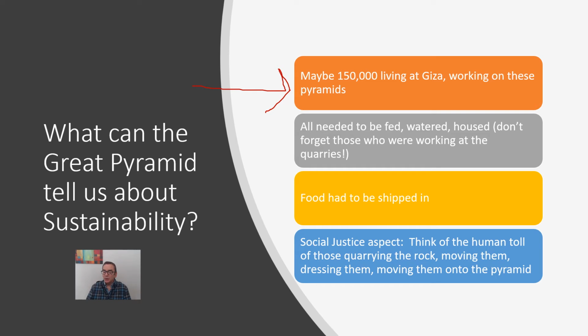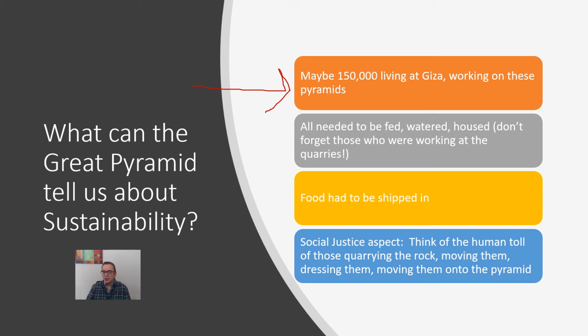And then don't forget all those people who are working at the quarries. So that's all the same thing. They have to be fed, they have to be housed, they have to be watered. This was a massive, massive project, really at a state scale. Now, of course, all this food had to be shipped in. So all the grain that's being grown was being collected through taxes. It's being grown on these religious estates and then shipped in to feed all of these people.